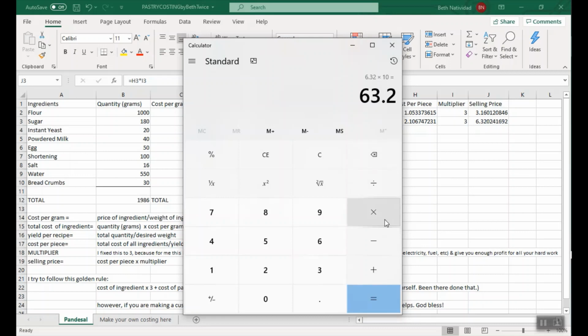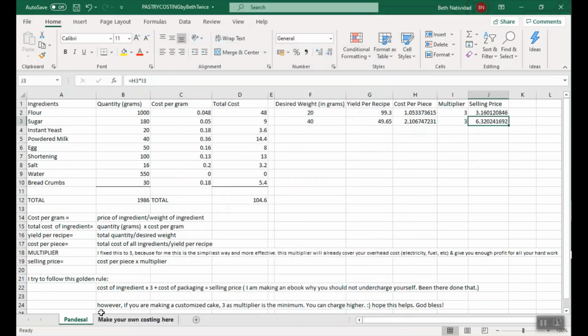Pero, hindi pa yan yung selling price mo kasi sabi ko nga, gumagamit ako ng box. So, you add the price of the box. Example, 15 pesos. Example lang naman. So, dapat, ang selling price mo is this. Kasi nga, our formula to compute for the selling price is cost of ingredient times 3 plus cost of packaging. So, I hope na-explain ko kung how I arrived with my Excel presentation or the sample costing template, and I hope you can do your own costing.